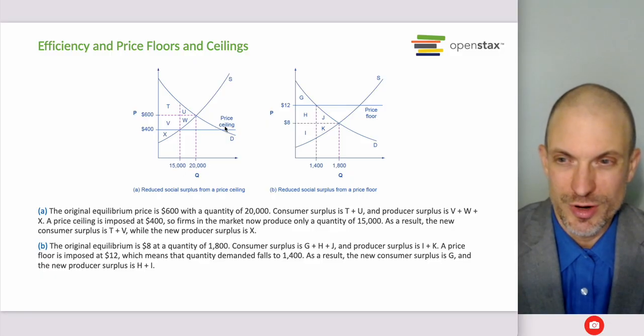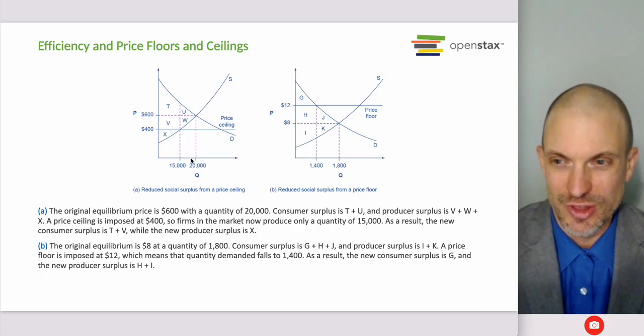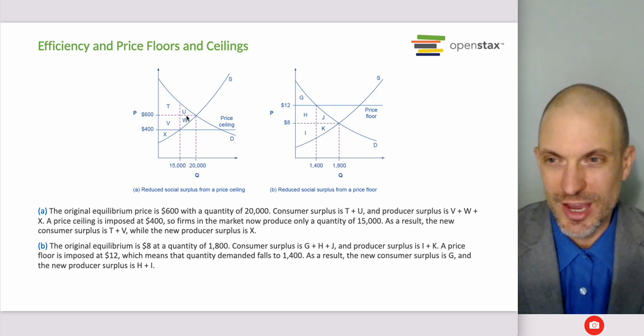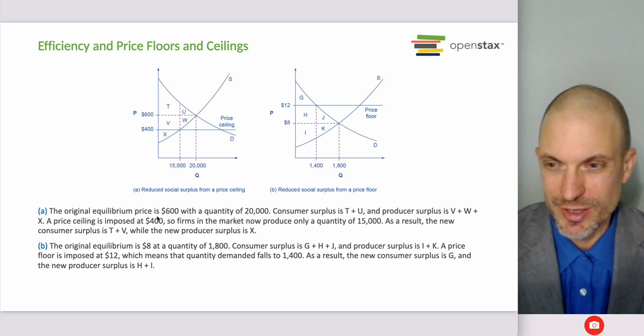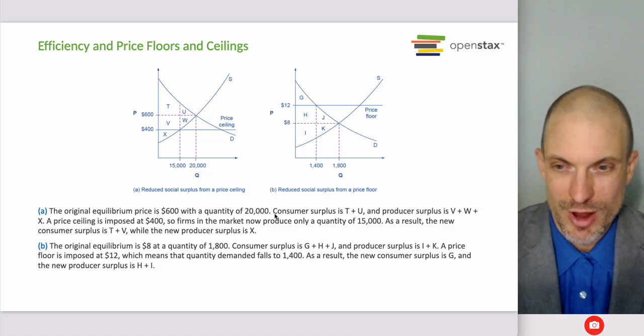In a price ceiling example, this is below the equilibrium. Quantity supplied, this is the supply curve. Quantity supplied at the price of 400 is going to be smaller than quantity demanded. They didn't label it, but it's way out here. The quantity actually traded is going to be 15,000. That's a problem because that means we lost 5,000 units that would have been traded, corresponding to area U and area W.